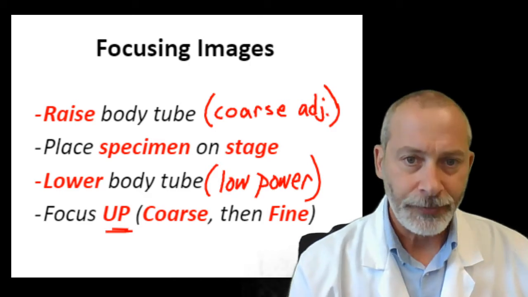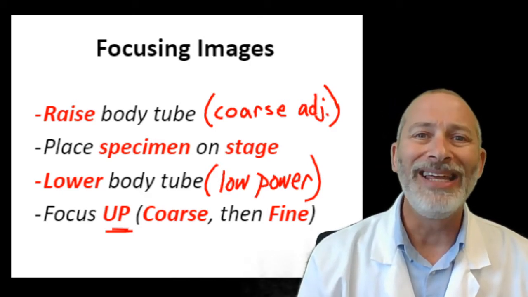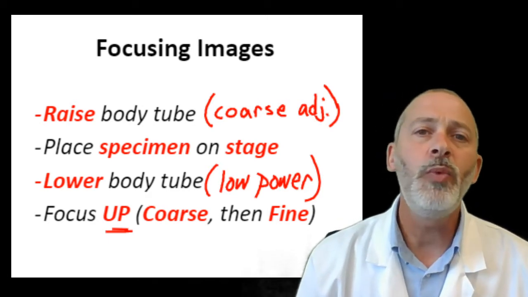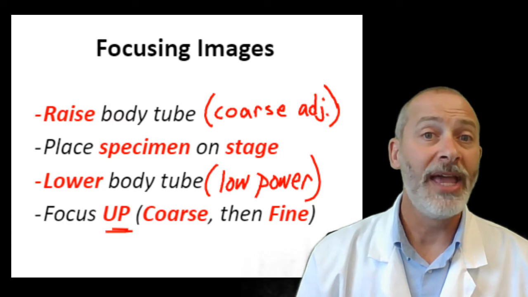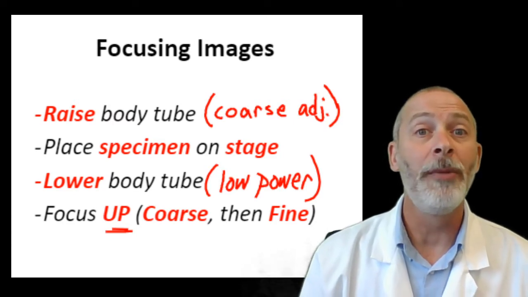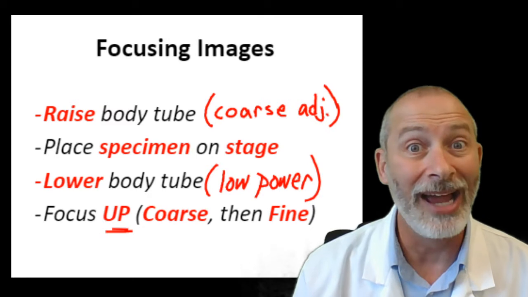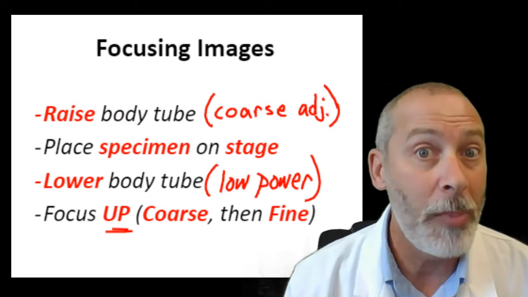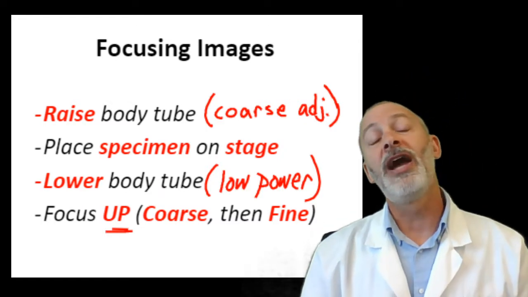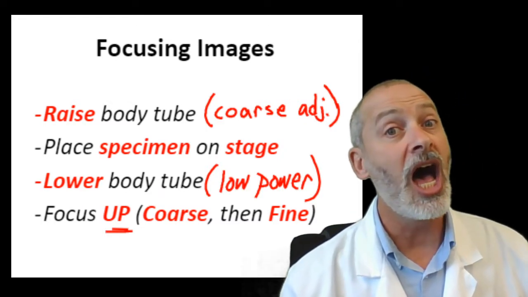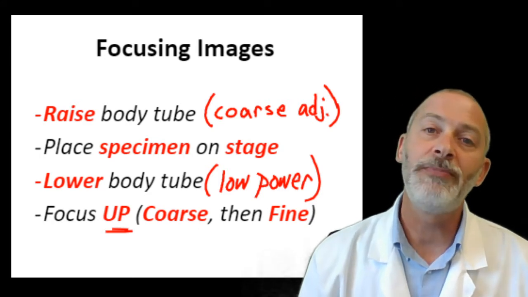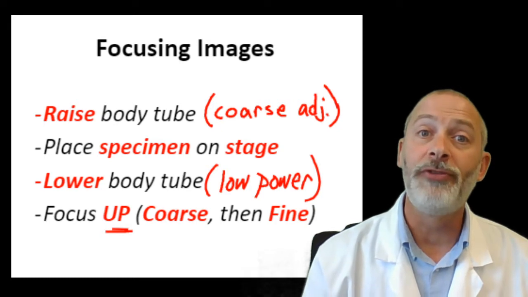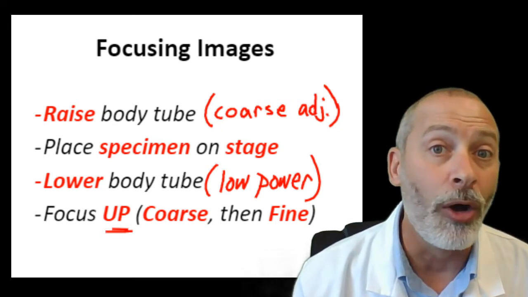Third step, lower the body tube. The body tube we will lower, but only when the objective lens is on the low power magnification. And I'll show you why that is so important to make sure it's on low power magnification. And then finally, you're going to focus up using the coarse adjustment and then the fine adjustment knobs until you get it into focus for your eyeball.